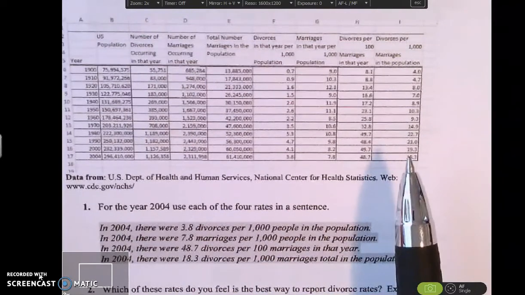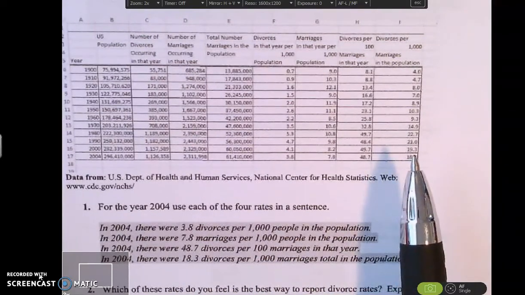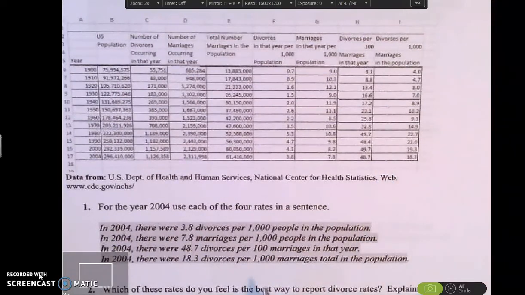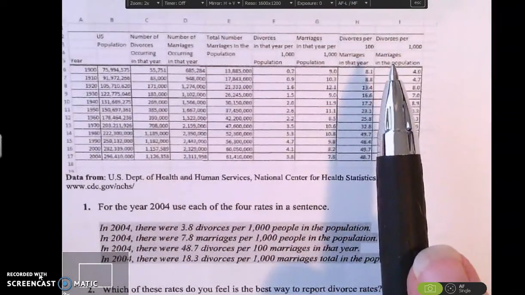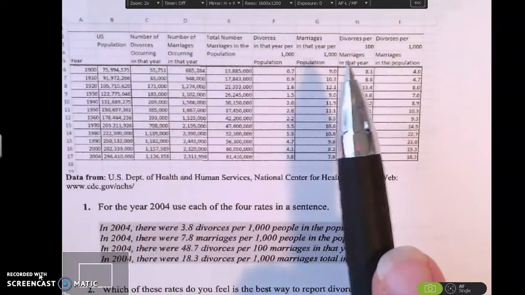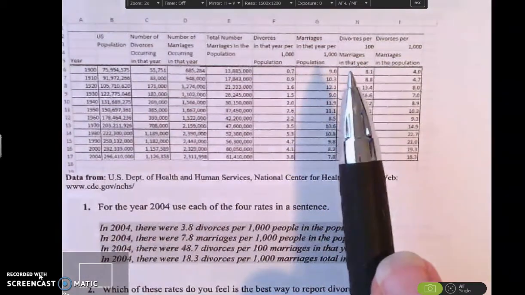And this would say that there are 18.3 divorces per 1,000 marriages in the total population. So notice here, for example, they're comparing divorces and marriages in the total population. And then this one, they're comparing divorces and marriages that year. So there's a little bit of a difference there.